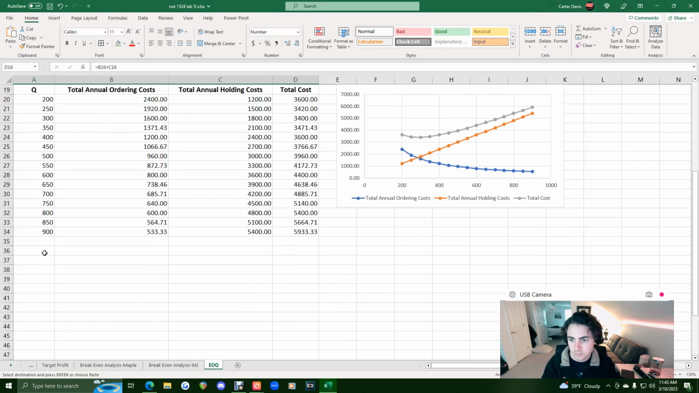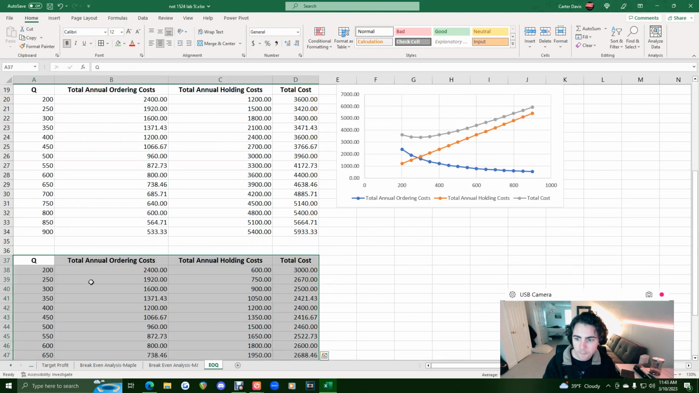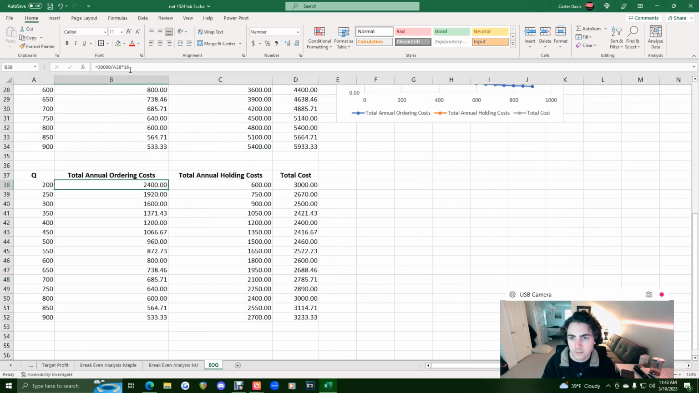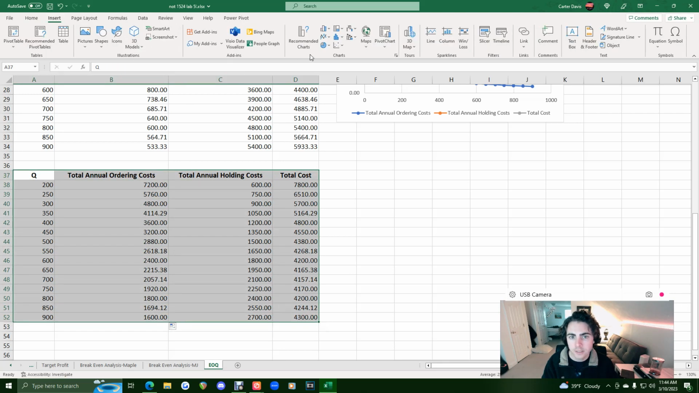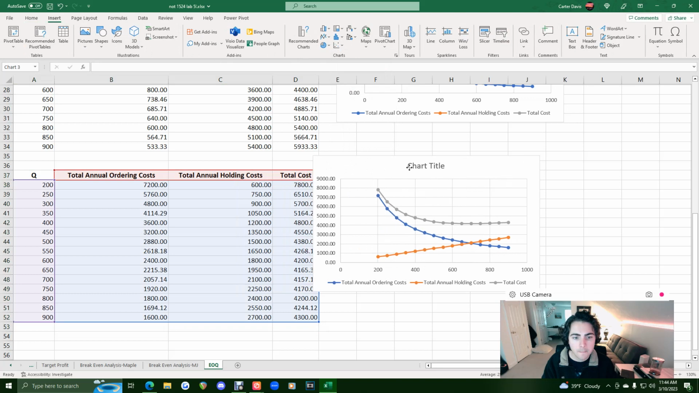Control C, skip 2 rows, and we'll hit enter. And we're changing the ordering cost. That 16 that they mentioned, we're tripling it to get 48. Hit enter. Make sure to drag this down. And we're done. We just got to highlight all these. Insert connected scatter plot.